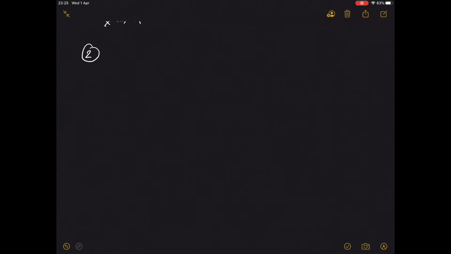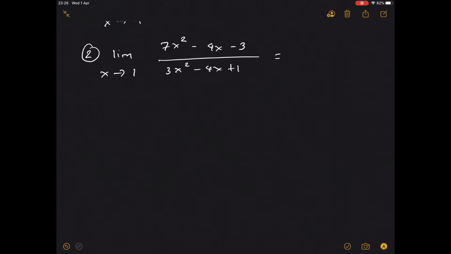If you have the limit when x approaches 1 of the function 7x squared minus 4x minus 3 over 3x squared minus 4x plus 1, let's try substituting the value of x right away.